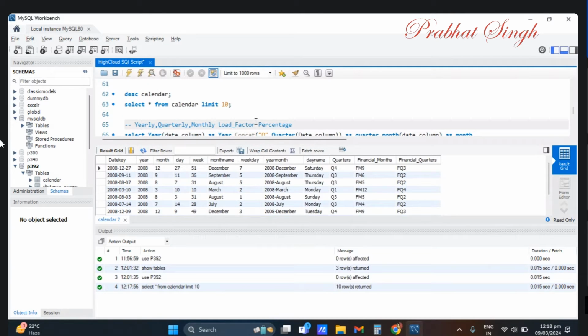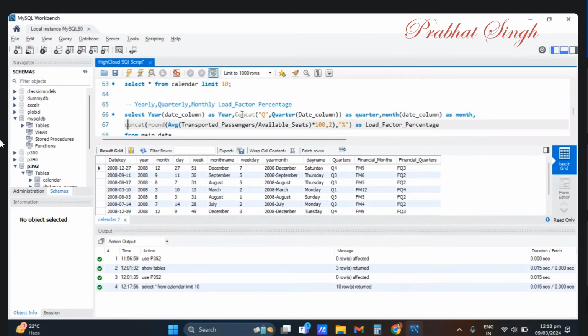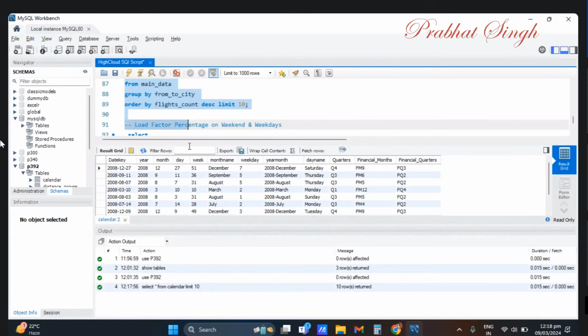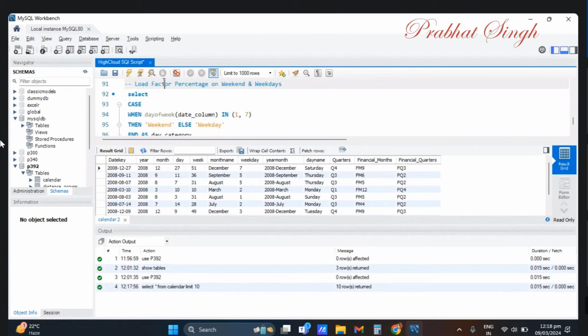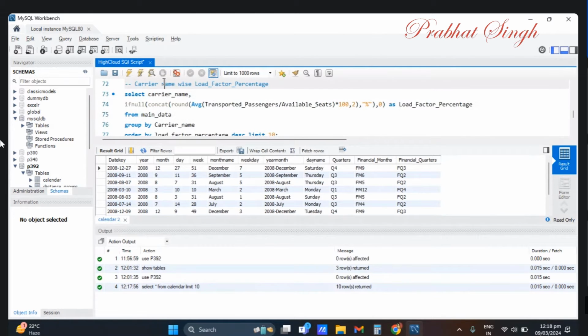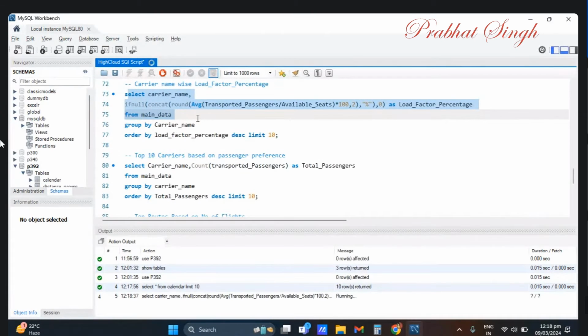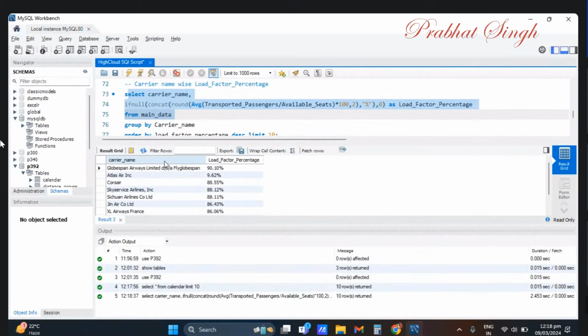And the next KPI is about year, quarter, and monthly basis load factor percentage. So here we use the concat function and some round function. So this is the carrier name basis load factor percentage. So we can see according to carrier name, like for Corsair, the load factor percentage is 88.55%. So we can check with the help of carrier names.